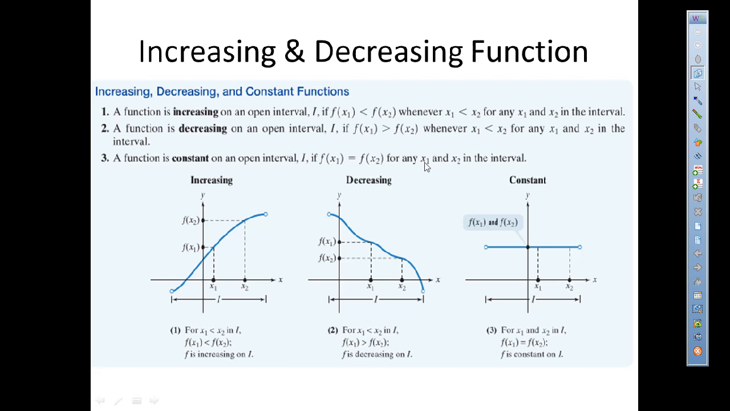This says that no matter what x value you choose in this interval, the y values are going to be the same. So that's the difference between one that has equal endpoints and one that's actually constant. It doesn't matter what x value we choose in this interval I, the function is going to have a value that is exactly the same for all those values of x. That's a constant function.